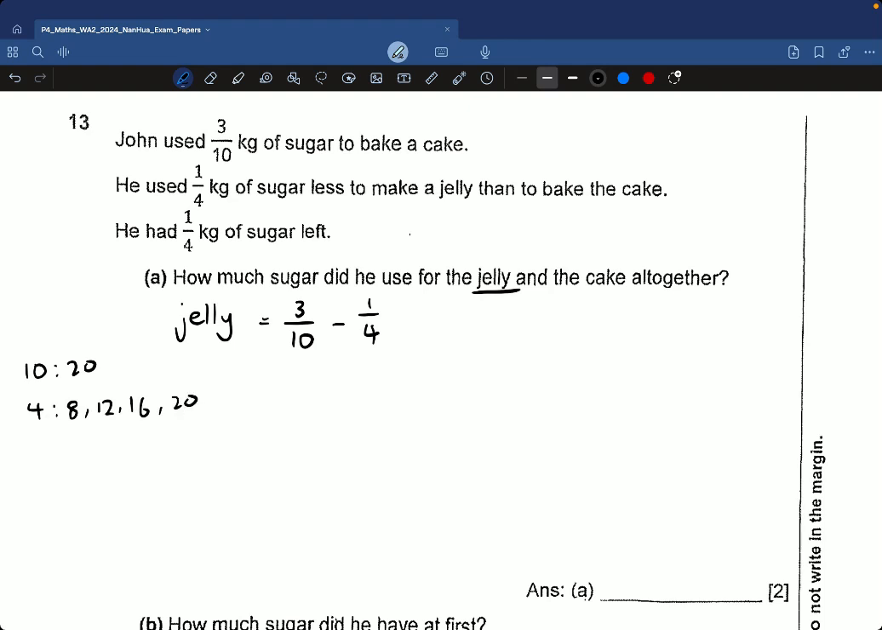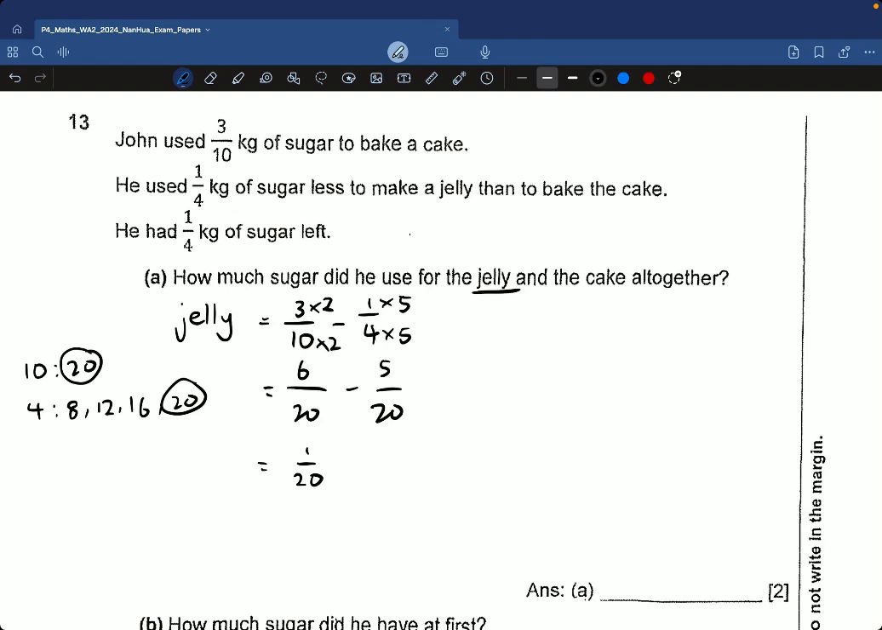Okay. So that means from 10 to 20, we have 20 for 10 and 20 for 4. So that means for 10 we need to multiply by 2, and for 4 we need to multiply by 5. So for 3 out of 10, the numerator 3 we need to times 2, and then for 1 out of 4 we need to multiply the numerator 1 by 5. So that gives us 6 out of 20 minus 5 out of 20. And for jelly, it gives us 1 over 20.